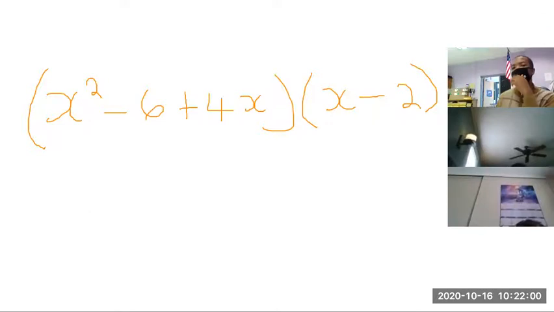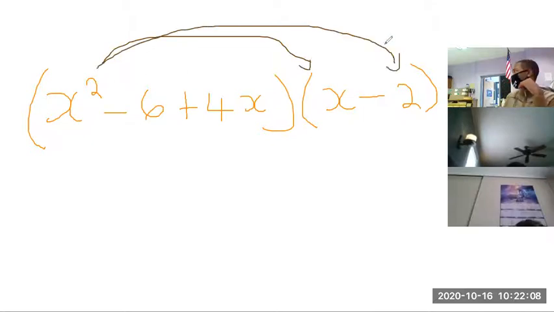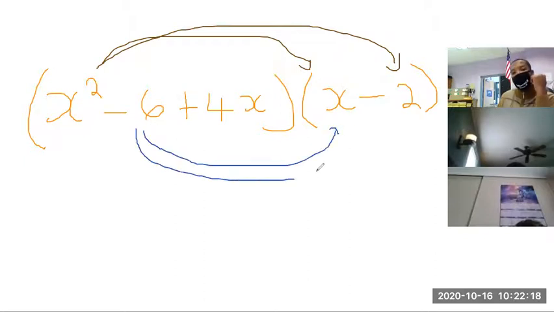All right, I'm going to use separate colors just so that we can keep track. So my x squared has to go to my x, and my x squared has to go to my minus 2. My negative 6 has to go to x, and my negative 6 also has to go to negative 2. And then my 4x has to go to both terms.